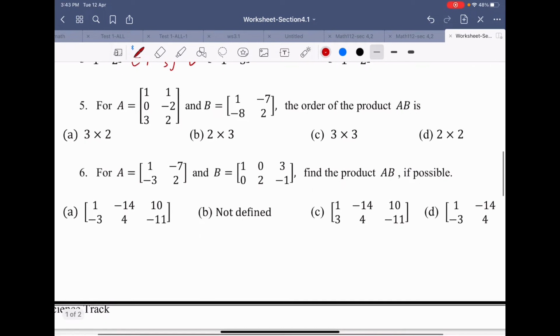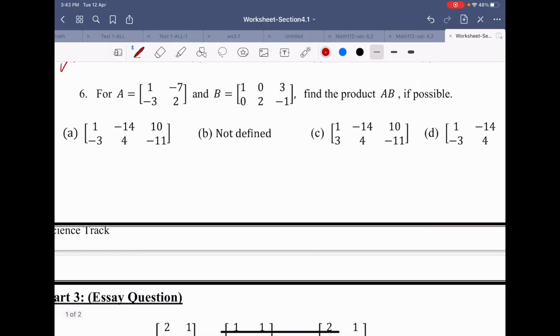Question 5. For A equals and B equals, the order of A times B. The order of A is 3 times 2, and the order of B is 2 times 2. As you can see, this number is matched with this number, and we just cancel them, so we're left with 3 times 2. So the answer is 3 times 2.